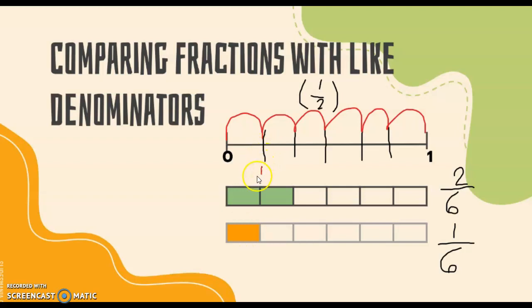So my first marker would be 1/6. Then I have 2/6, 3/6, 4/6, 5/6, and 6/6, which is equal to 1 whole. So I'm going to place my marker for 2/6 here and 1/6 here.